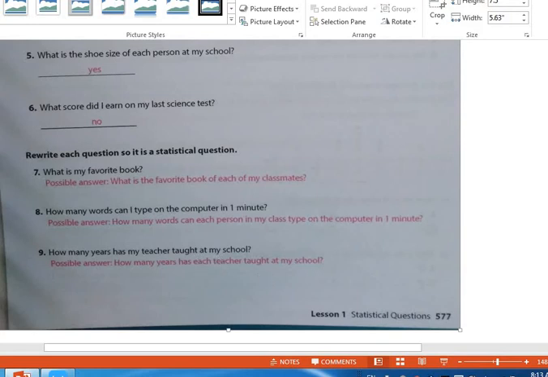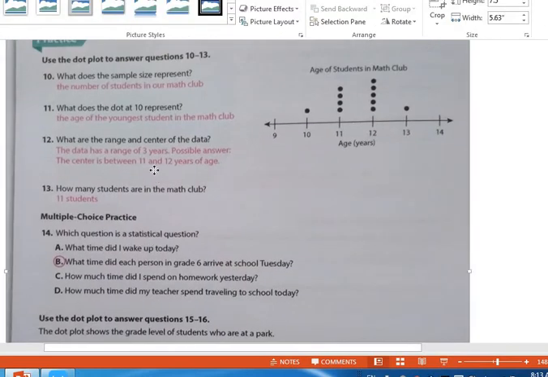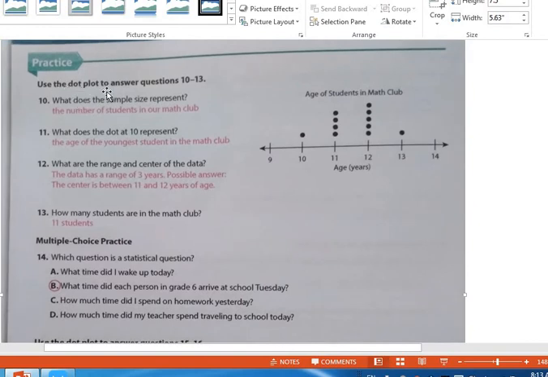Okay, moving to the other slide. Use the dot plot to answer questions 10 to 13. What does the sample size represent here? The sample size represents the number of students in our math club. What does the dot at 10 represent? It represents the age of the youngest student in math club.